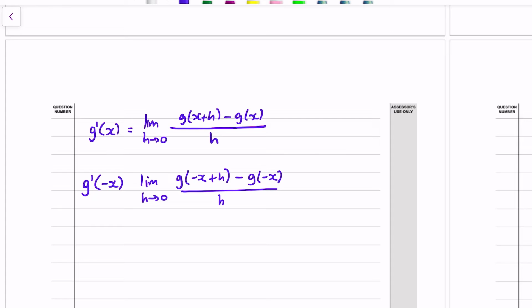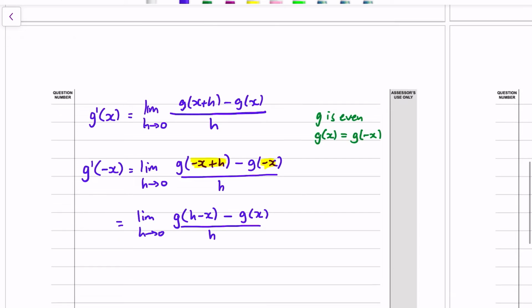We know that g is an even function, so g of x is equal to g of minus x. And so we can flip this stuff around and it would be the same. So that's going to be equal to g of h minus x, take away g of x over h.